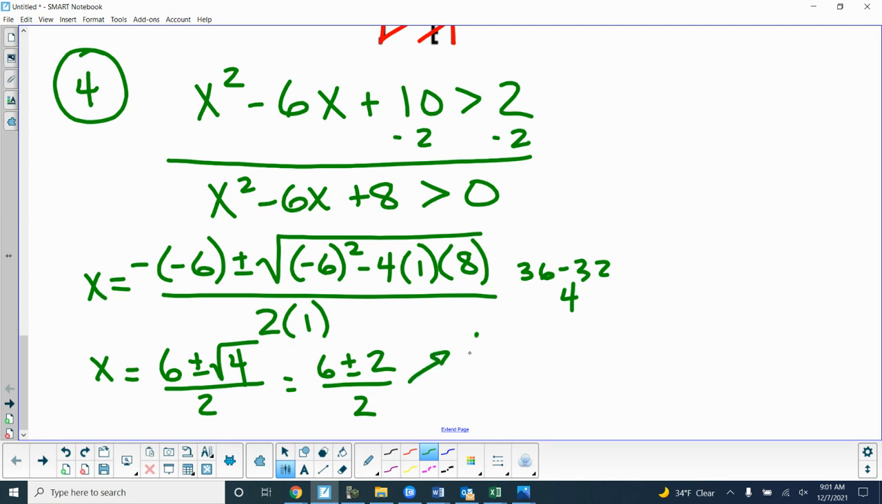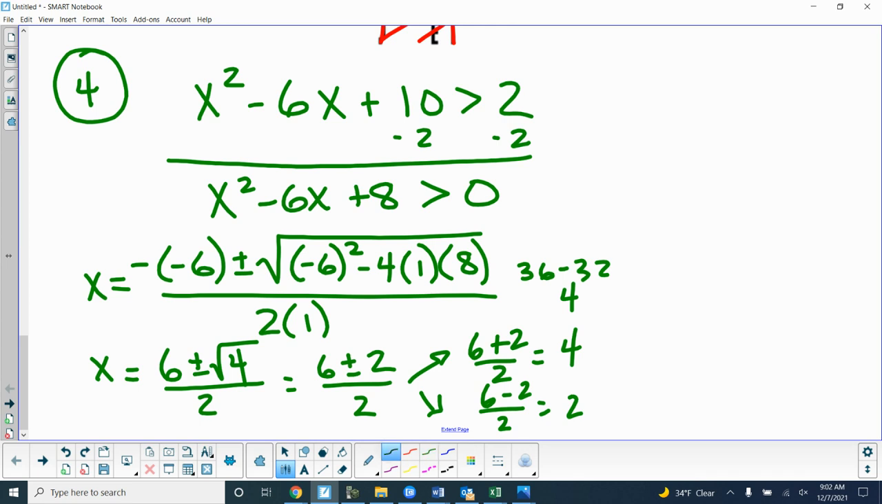So we got 6 plus 2, which is 8, divided by 2, that's 4. We got 6 minus 2, which is 4, divided by 2, which is 2. So there's my two critical values, positive 4 and positive 2. Can you simplify that further so you don't have to divide? Yeah, I could have made it 3 plus or minus 1. Yeah, I could have.